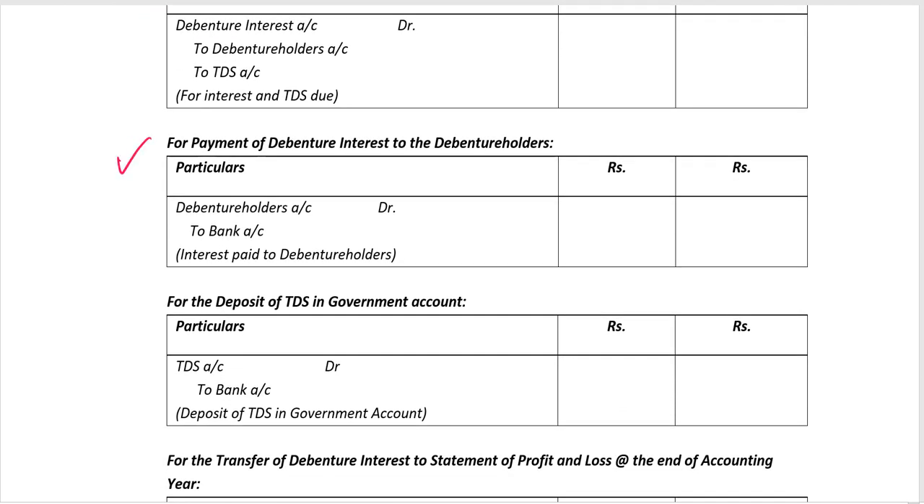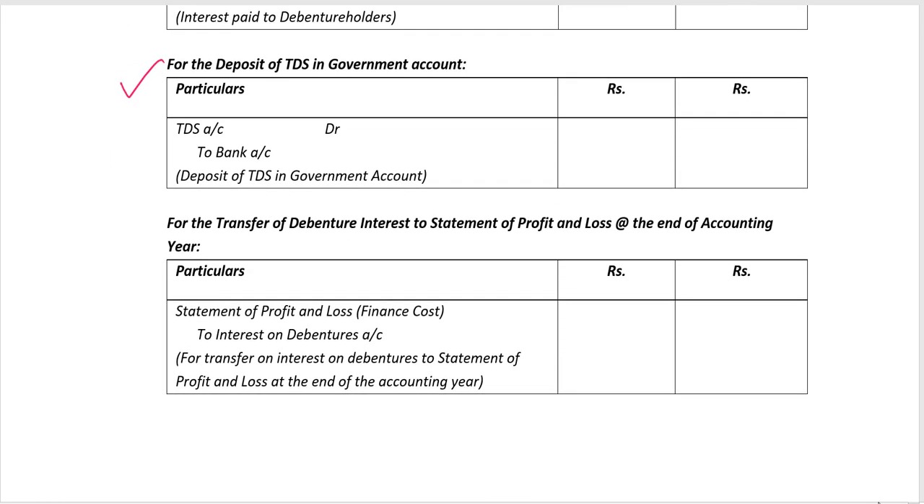For payment of debenture interest to the debenture holders, journal entry is debenture holders account debit to bank account for the interest paid to debenture holders. And when the TDS is deposited in government account, the journal entry is TDS account debit to bank account for the deposit of TDS in government account.